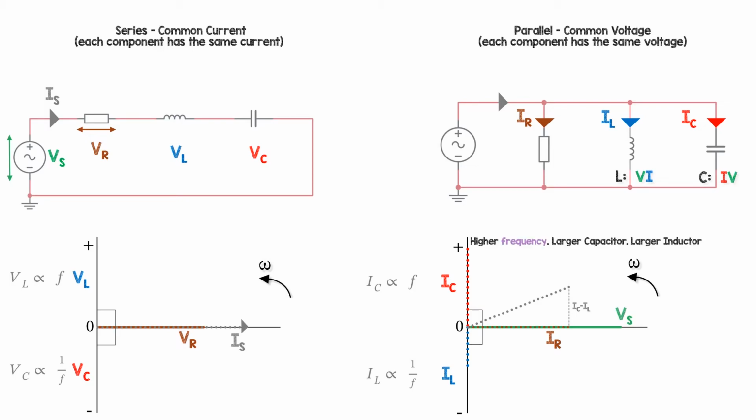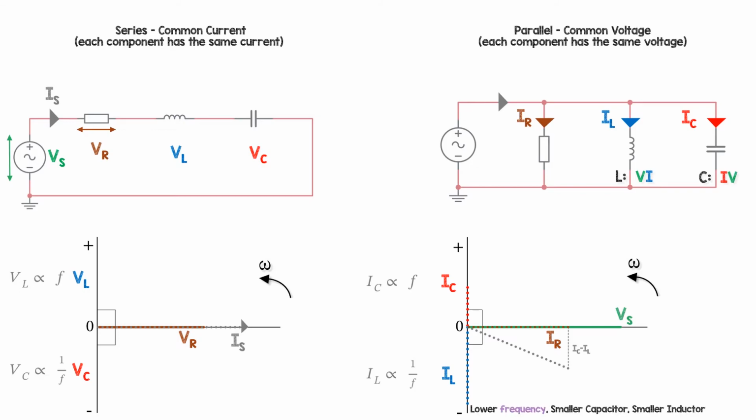With a larger capacitor current, this would be at a higher frequency. With a large capacitor or a large inductor, the current is leading the supply voltage. At a lower frequency, the supply current will be lagging the supply voltage. So this would be at a lower frequency or with a smaller capacitor and smaller inductor. IS is lagging VS.